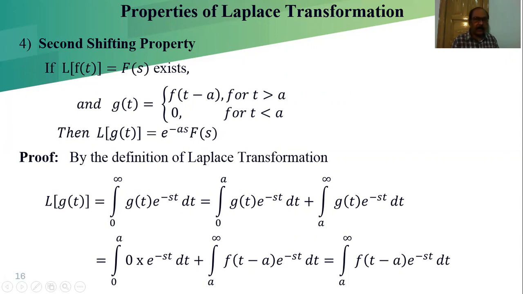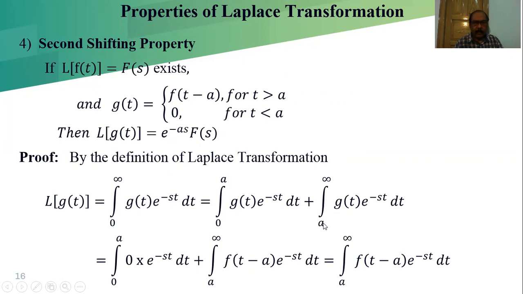Now, by the definition of the Laplace transformation, L of g(t) equals integral from 0 to infinity of g(t) e to the power minus st dt. Since there are two branches of time, one is t greater than a, another is t less than a. So 0 to infinity we can break into two parts, 0 to a and a to infinity. This integration we can write as 0 to a g(t) e to the power minus st dt and a to infinity g(t) e to the power minus st dt.